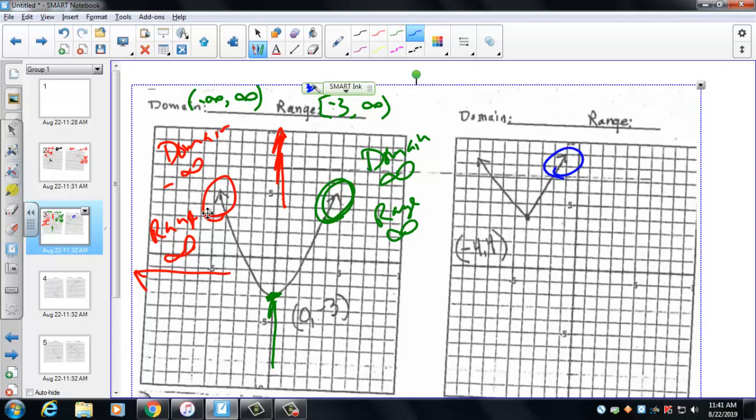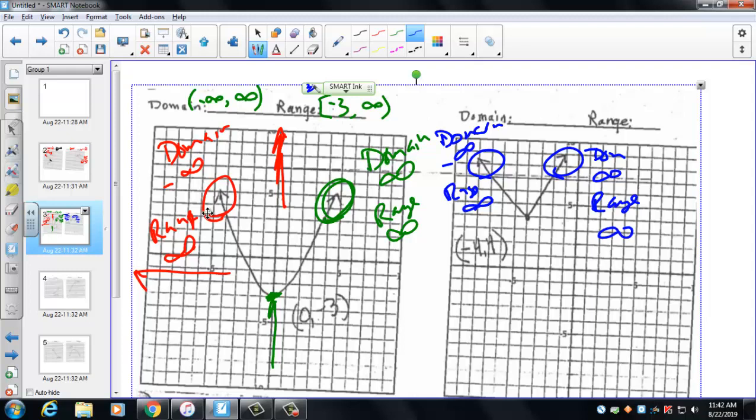All right. We got two arrows, yes? Let's talk about it. Domain. The domain for this arrow is what? Negative infinity, right? Because it's going left. The range on that arrow would be positive infinity. The domain for this arrow is positive infinity, and the range for this arrow is positive infinity.